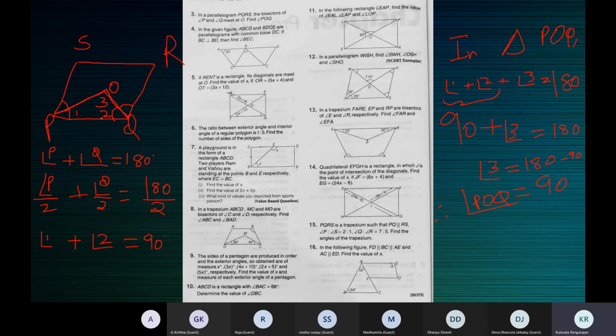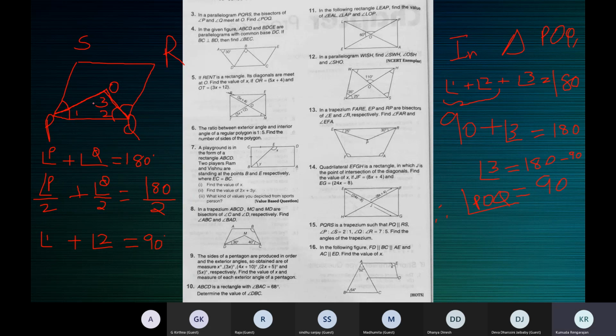So let me say what I've done. After reading the question, draw the figure. It's given that angle P and angle Q are bisected, and their bisectors meet at O. So this is the figure. We need to find angle POQ. This angle 3 we have to find. Are we all listening to me? Okay, so we have to find angle 3, which is POQ.